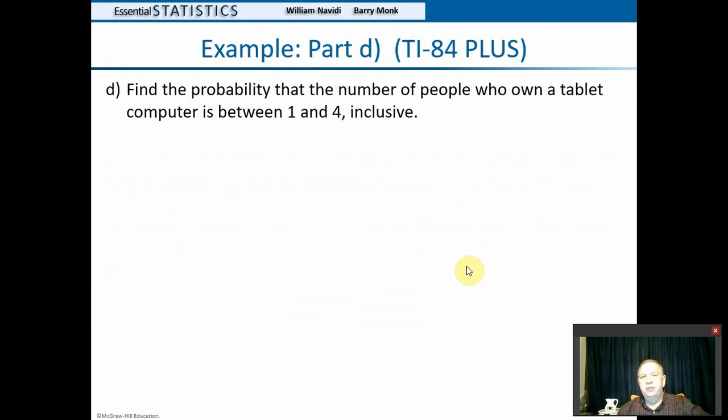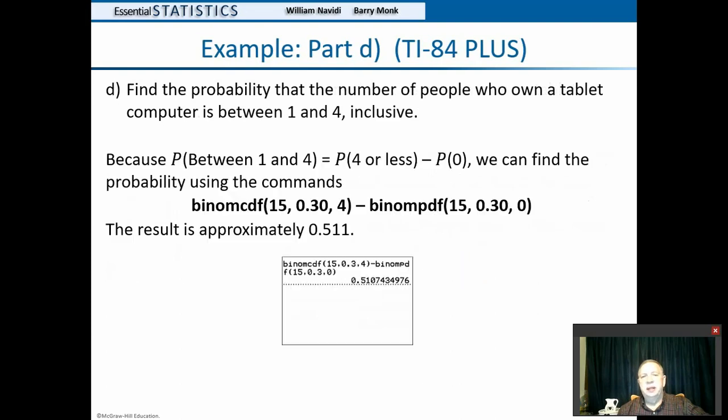1 and 4 inclusive. I would do the binomial CDF. Since I'm doing the 4, I'm summing up all the way through 4, and then I want to start at the 1, so I'm backing off and subtracting off the 0. So this is 4, 3, 2, 1, 0, and I'm subtracting the 0 off. So I'll back off 1 at the bottom. Okay.